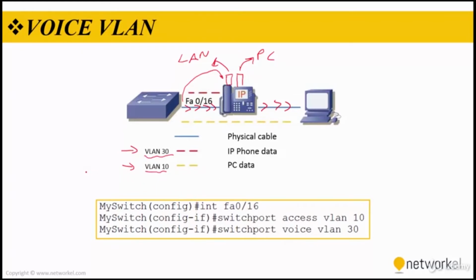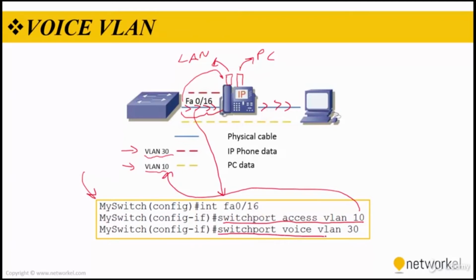And here are the configuration steps. For example, if we are using Fast Ethernet 0/16 port, we go to the interface mode by typing interface FastEthernet 0/16, and we type switchport mode access, switchport access VLAN 10, and we are defining the PC data, and we are using the switchport voice VLAN command and writing the voice VLAN as well.